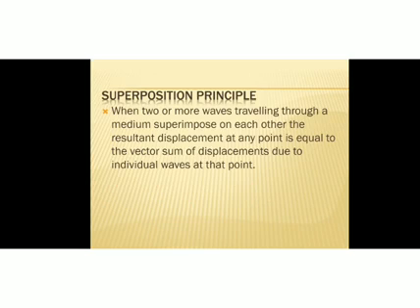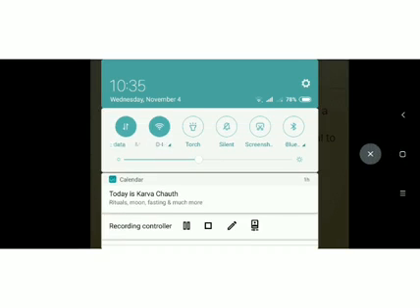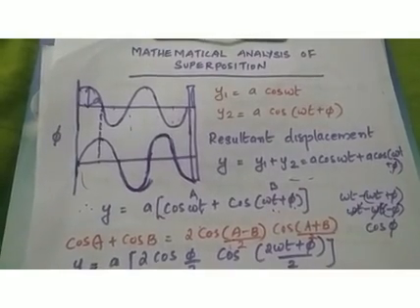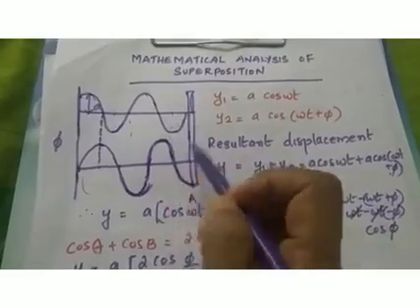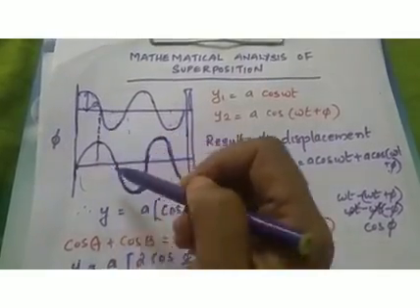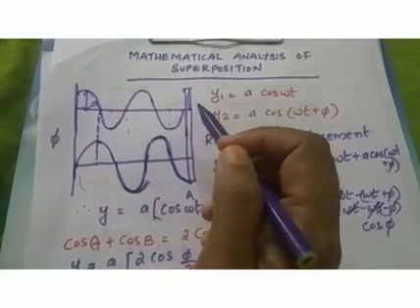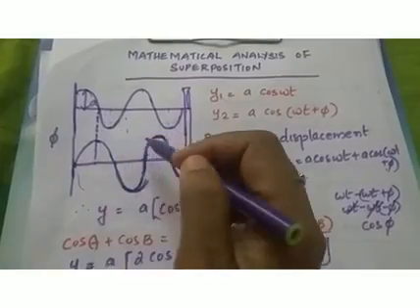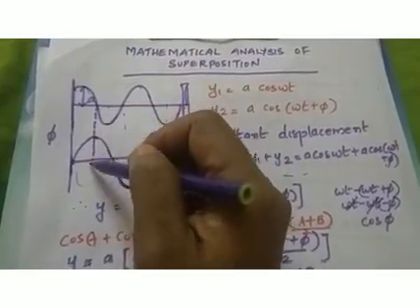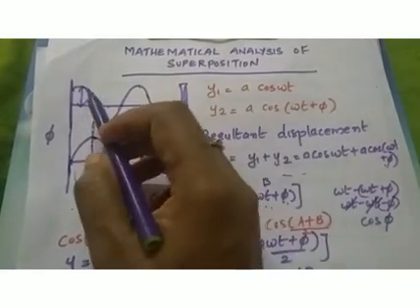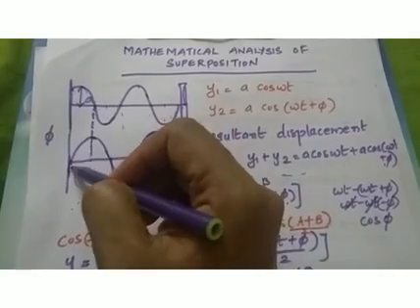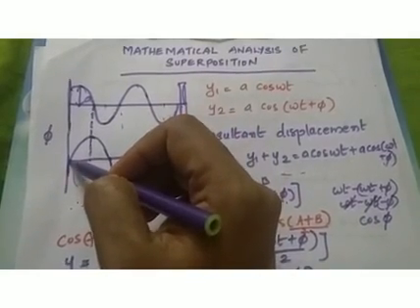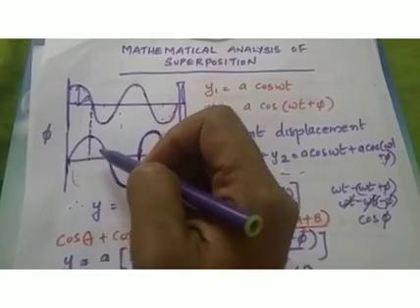Next, let's do a mathematical analysis of this superposition principle. Here you can see two waves, and these two waves are not in the same phase. They have the same frequency, but they are not in the same phase. There is a phase difference. These two waves don't start at the same time and don't end simultaneously. Here you can see the peak of one wave, but at the same time this point corresponds to the minimum of the other wave. This wave is only about to start.